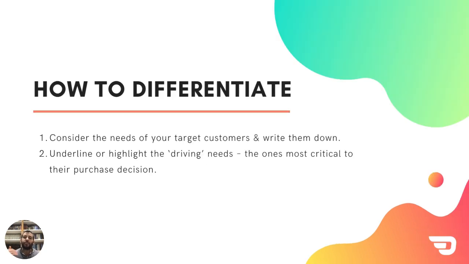Practically, there are two steps to take. Right? First step is to consider the needs of your target customers and write them in your growth plan template. Just list them down there. Then simply underline or highlight what we call the driving needs. These are the ones that are most critical to their purchase decision. What are the needs that, if met, will actually compel them or increase the chances of them making a purchase decision?